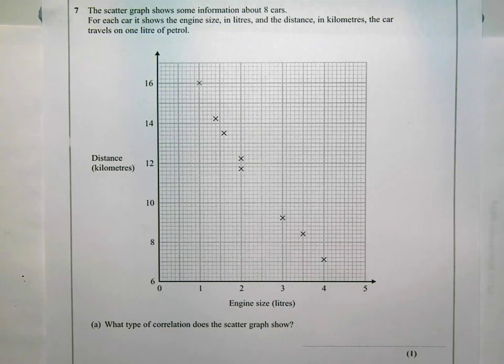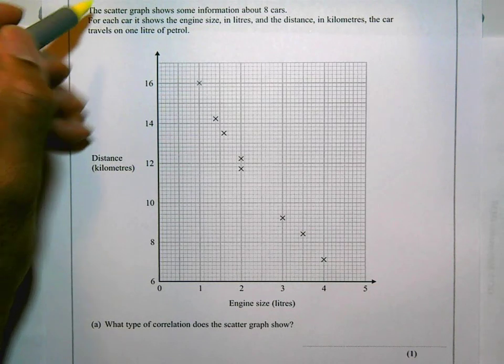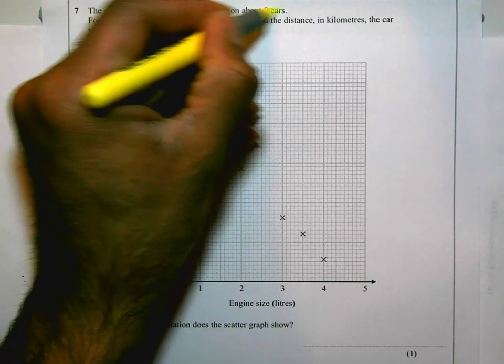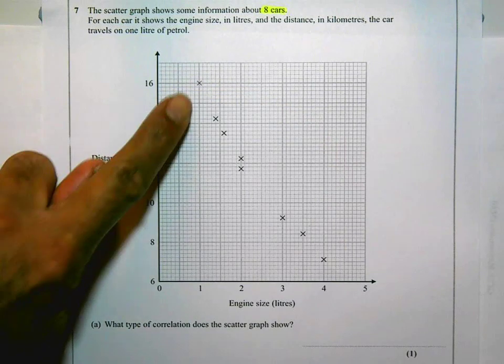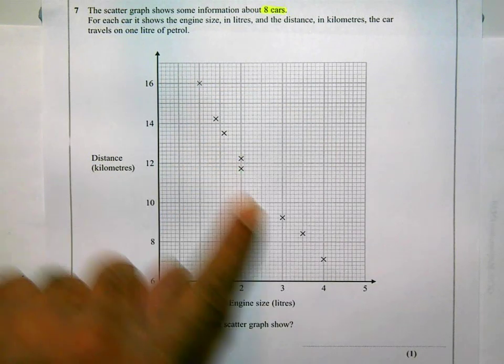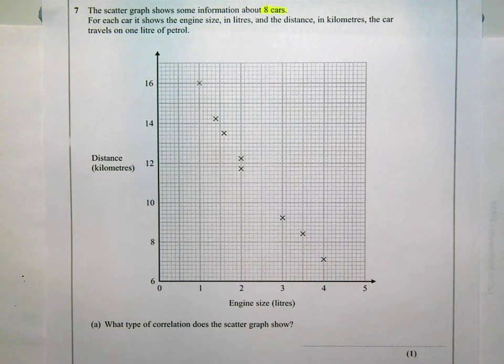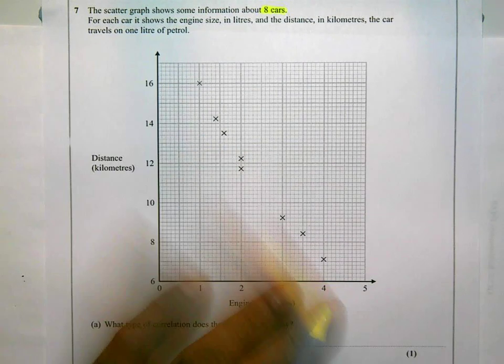Okay, this is question 7 on the higher calculator paper. Let's read the question first. The question says the scatter graph shows the information about 8 cars. So here's the scatter graph, and let's just check it. 1, 2, 3, 4, 5, 6, 7, 8. Yep, the 8 cars or 8 bits of data on the scatter graph.